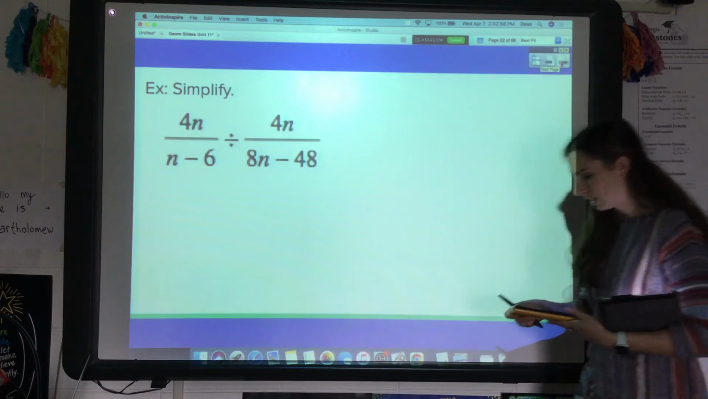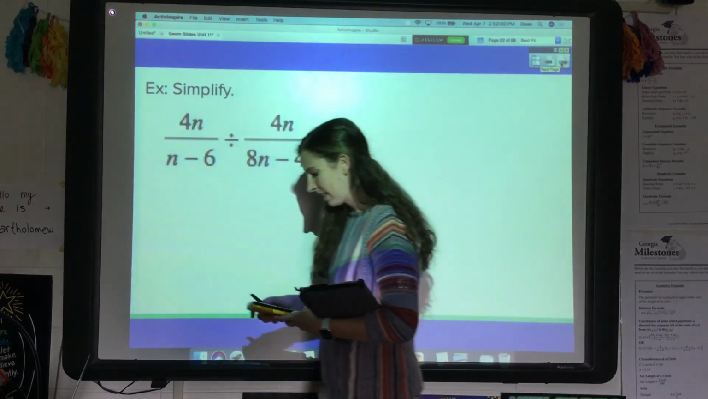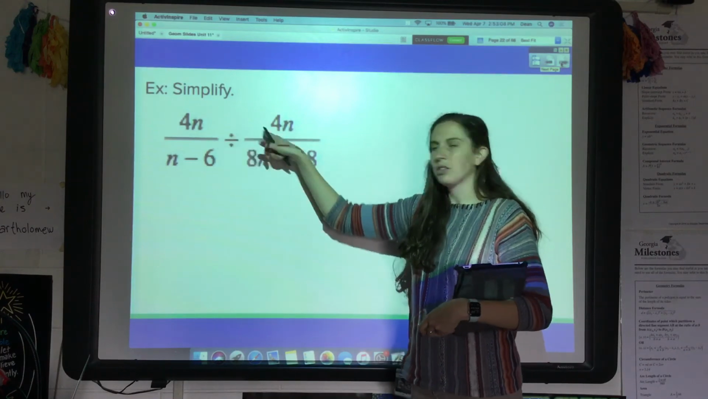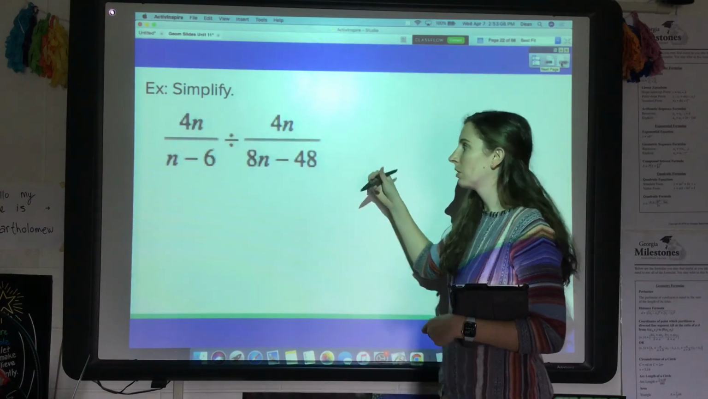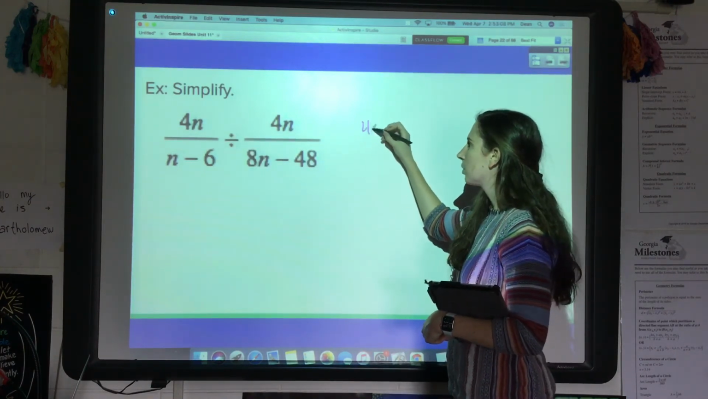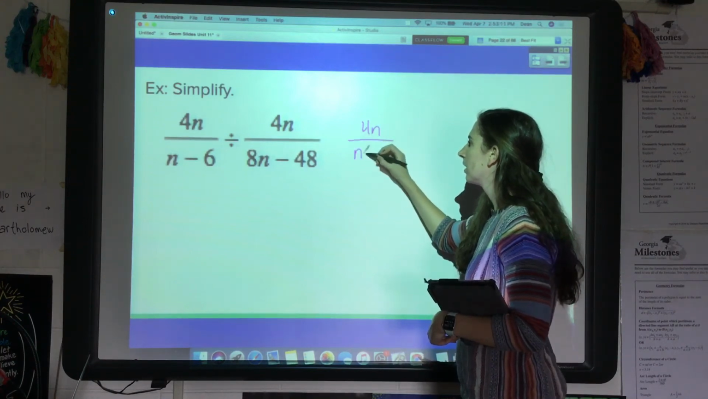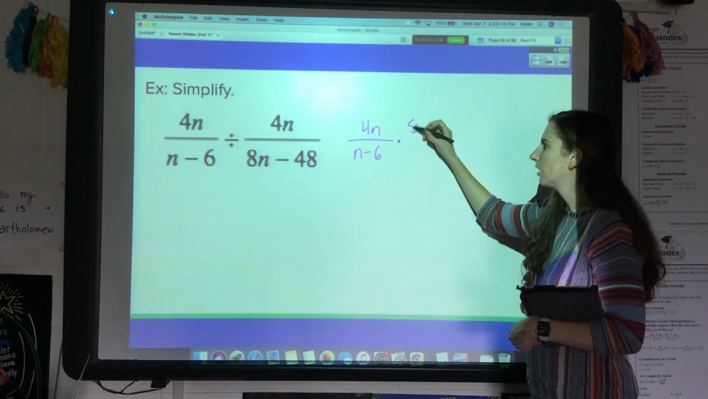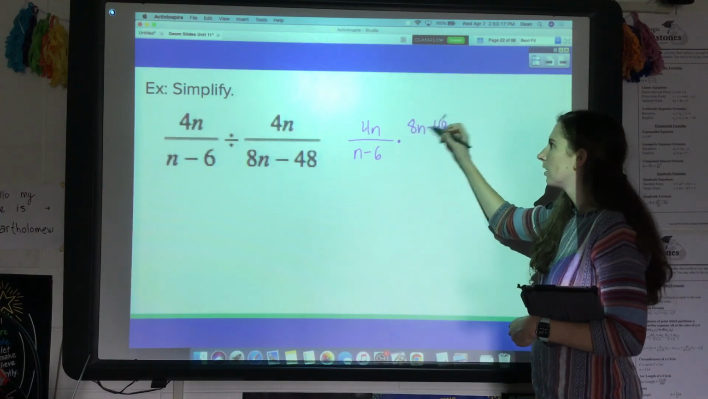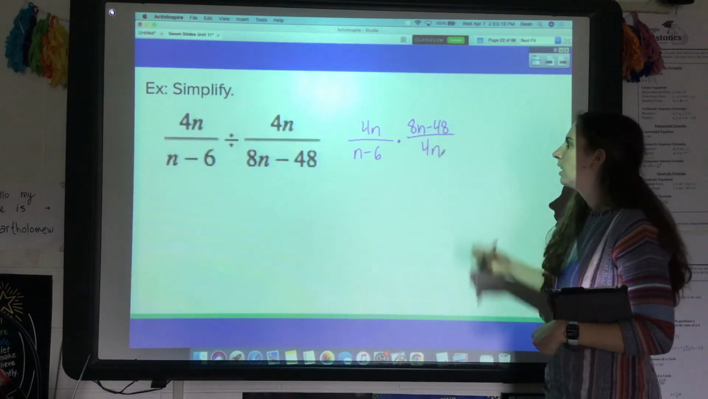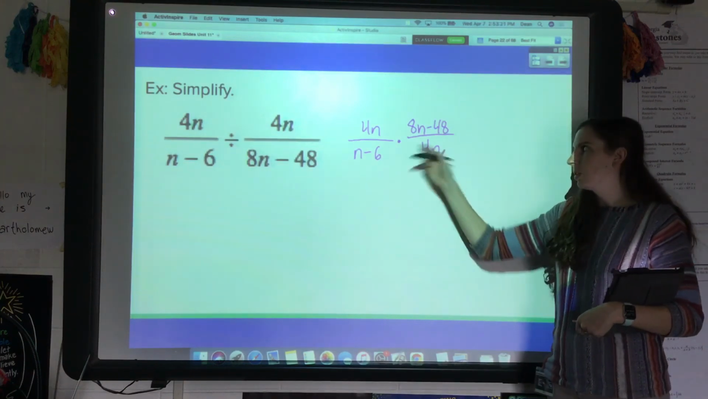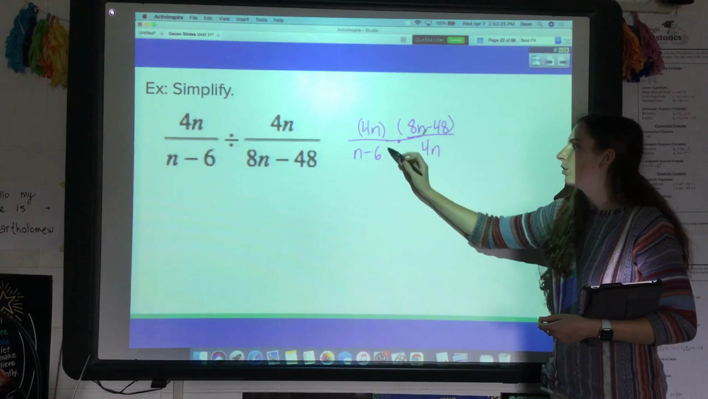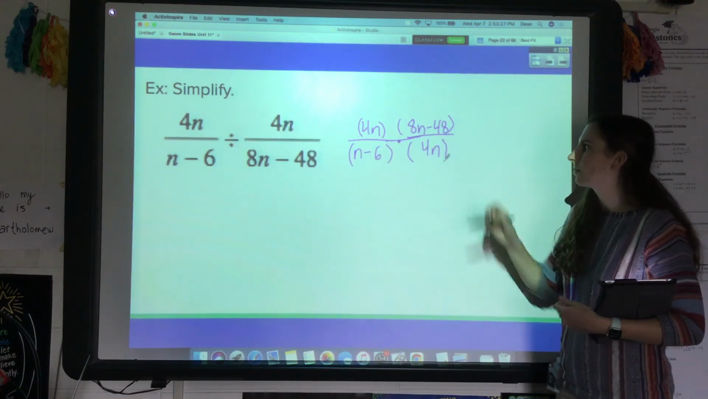All right, let's try a division one now. So remember, keep, change, flip, even with variables. So we're going to keep the first one, change this to multiplication, and then flip the second one. And now it's all just multiplication. So I'm doing this times this over this times this.